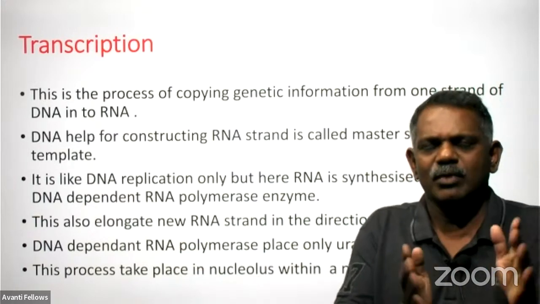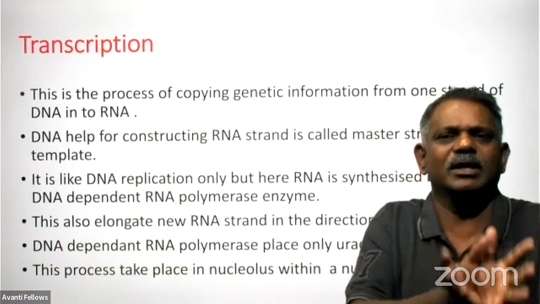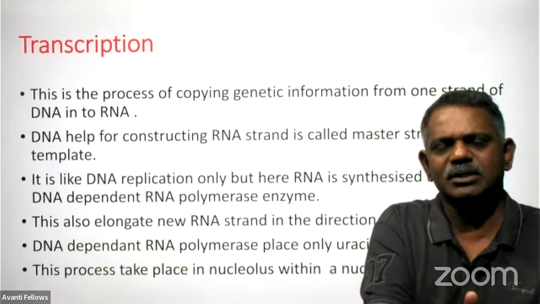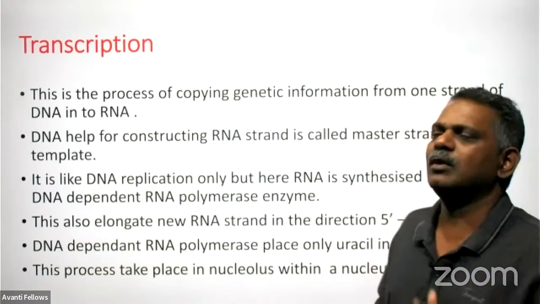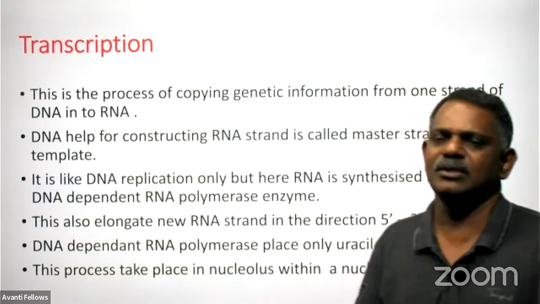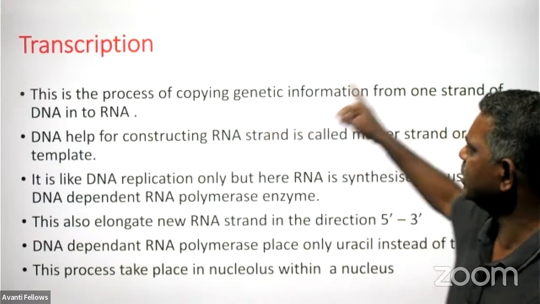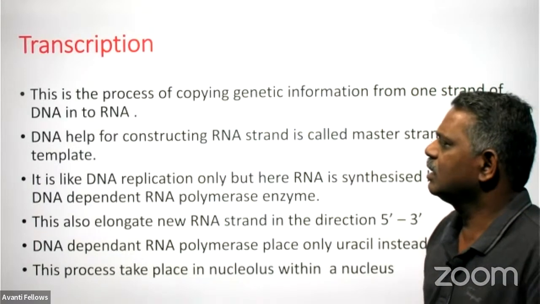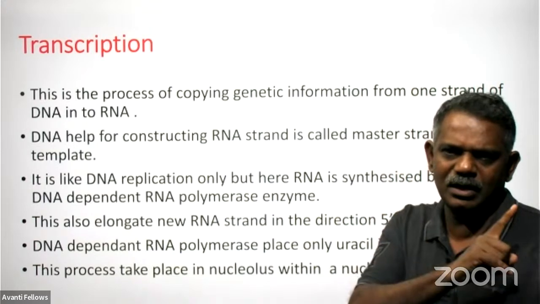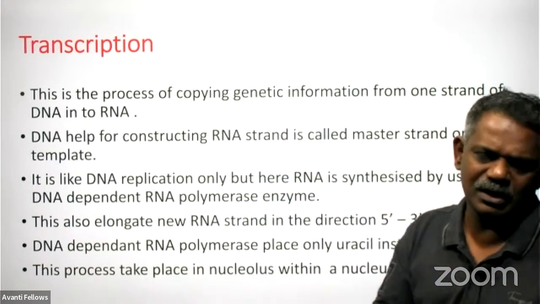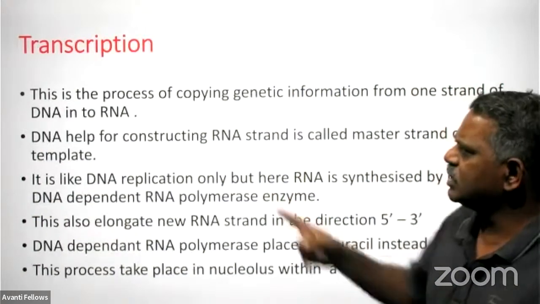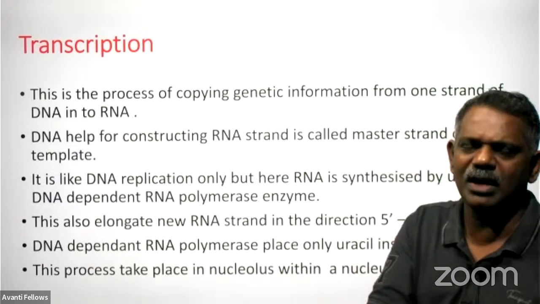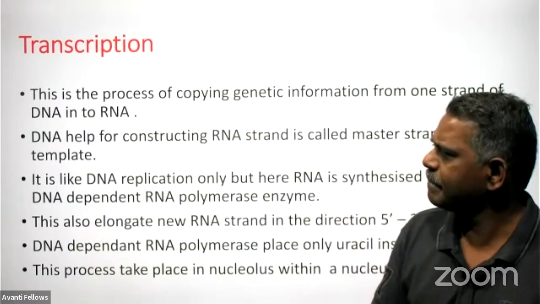The part of the DNA responsible for a specific protein, that information from the DNA is copied to the RNA, and only that is taken to the cytoplasm for translation. So this is the process of copying genetic information from one strand of the DNA to RNA. One strand of the DNA only is used here. We will see this while discussing transcription. Actually, DNA is double-stranded, but to synthesize RNA we require only one strand. That acts as the template strand or the master strand to produce new RNA.